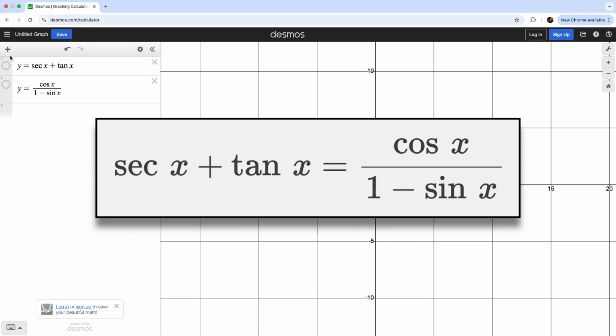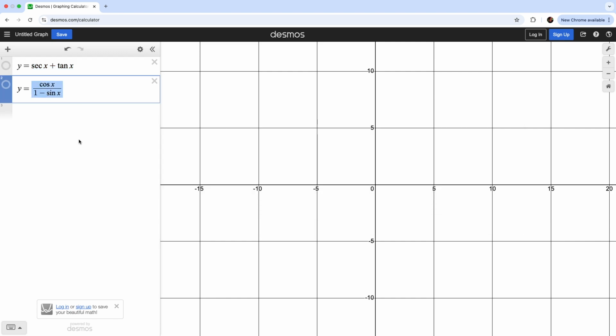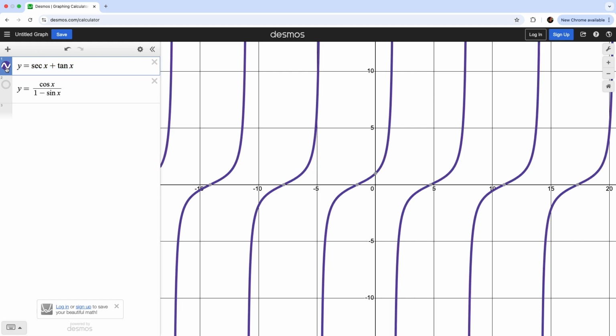verifying identities like the one we're dealing with. So what we're dealing with here is the two functions that we have. The left-hand side of the equation is written here, and the right-hand side of that equation is written there. And what we're going to do is basically look at the graphs of each of these two possibilities. We're first going to look at this one, where the function is going to be the left side of that equation, and this is what the graph looks like.